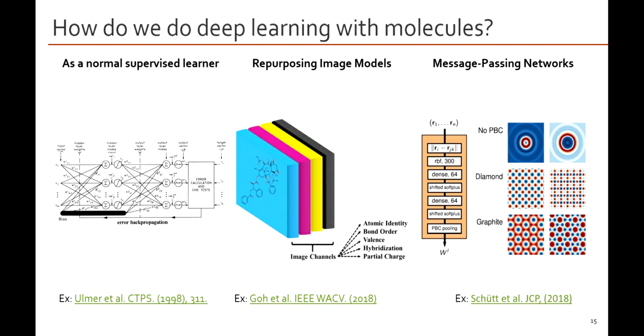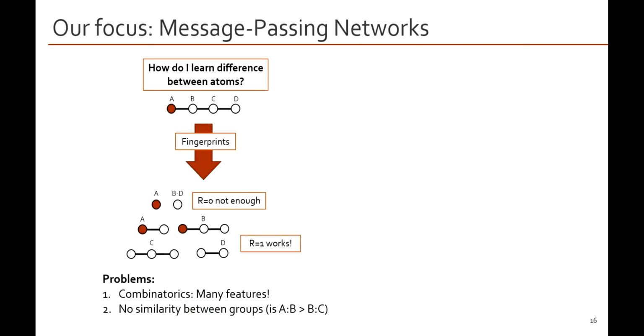The kind that I'm going to dig into more in this lecture are ones that are specially designed for dealing with molecular data, and those are message passing networks. The reason why message passing networks are so useful is they address an issue of molecular fingerprinting.